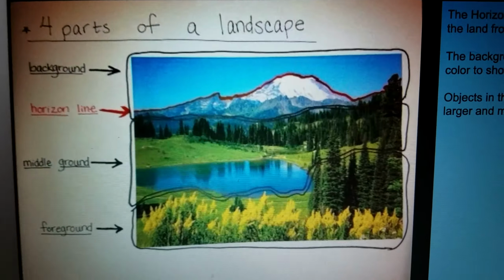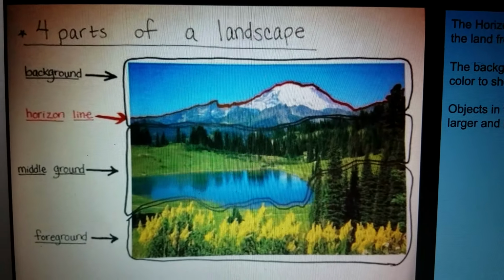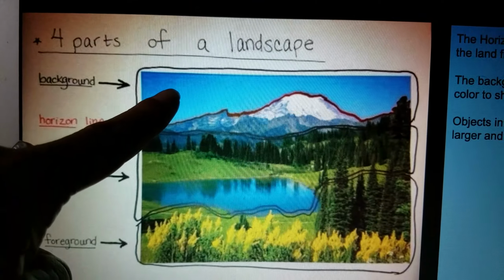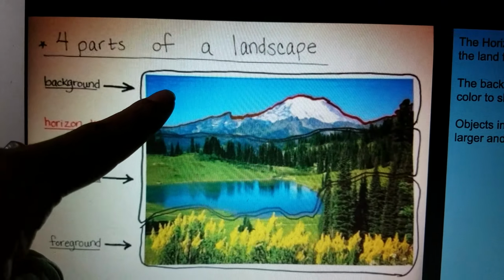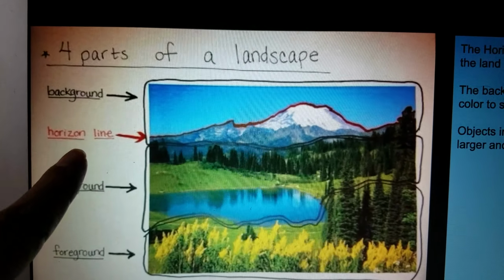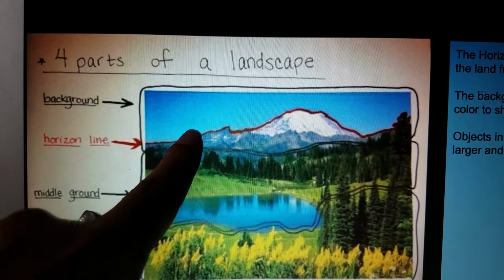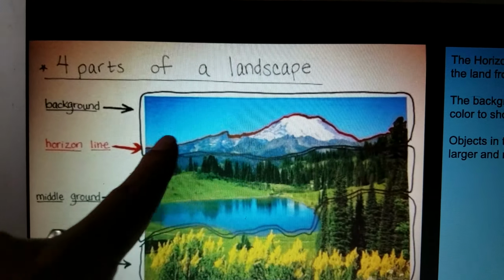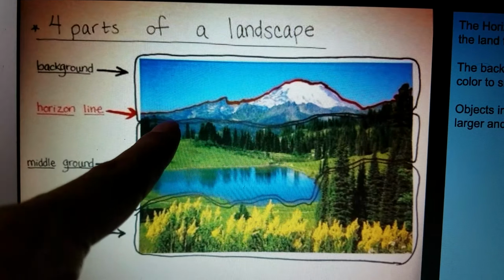First, let's talk about the 4 parts of a landscape. This is the background. In the background, you're going to find your sky. Back in the background, maybe there's some clouds. This is what you call the horizon line, which separates the earth from the sky. Maybe it's the top of a mountain, or maybe it's flat land.